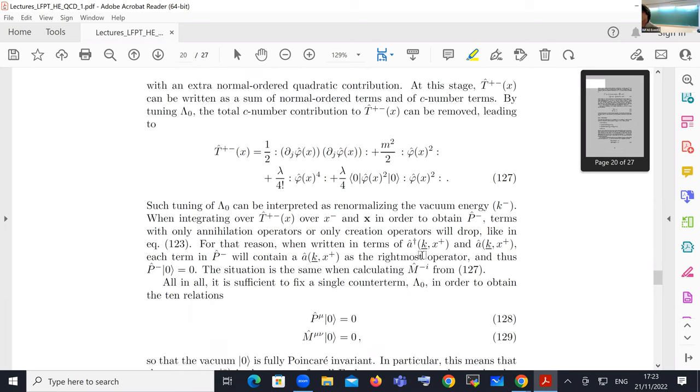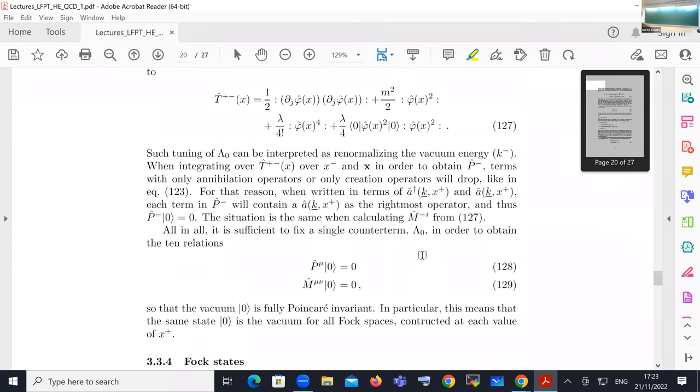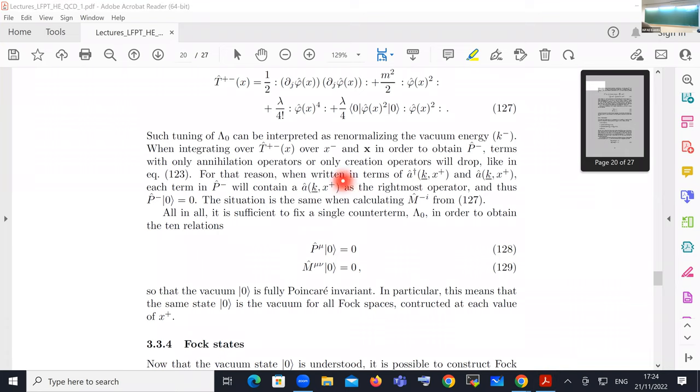The thing is that, again, this is a vacuum that we have constructed from the field, or equivalently from the A and A dagger at a given fixed X plus. But now, since P minus annihilates the vacuum and P minus is associated with translation along X plus, it means that the vacuum is invariant by translation along X plus. So basically it means that it doesn't evolve. So somehow that's a justification for why the vacuum that we have constructed at a given X plus is actually the same at any X plus.